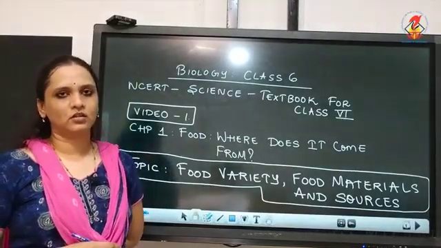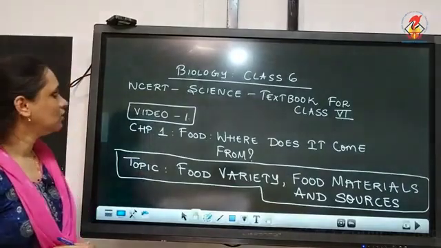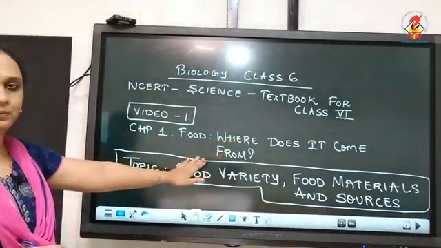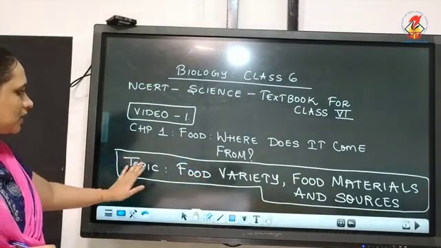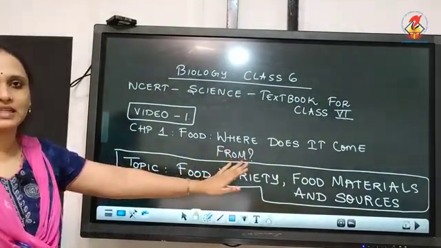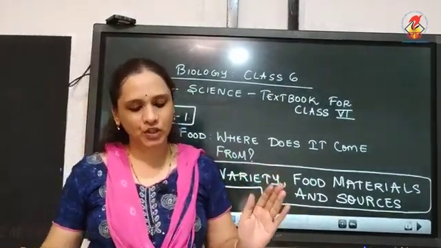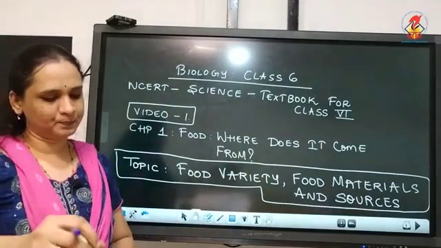Hello children, today we will start with chapter 1, biology, that is, food: where does it come from? We will look into the topic food variety, food materials and sources. So first let us look into the topic food variety.